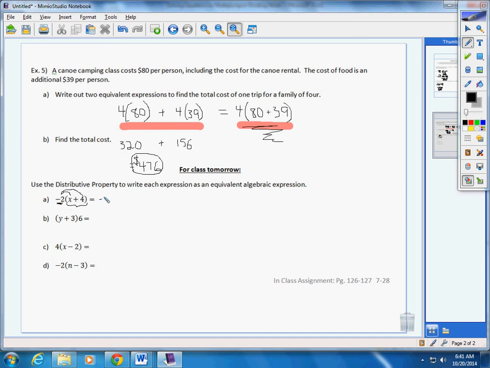So -2 times x is -2x. Then we have that addition sign on the inside. So let's bring that over here. And you have -2 times 4, which is -8. That's your answer right there, unless you want to rewrite it without the plus sign and the subtraction sign. You can write it as -2x minus 8.